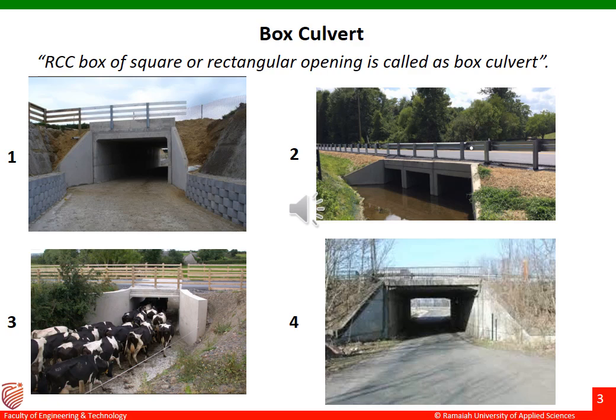This is to avoid accidents and the disturbance caused by those animals for the people who use the road, so you need to provide a passage for their free movement. That's about figure number 3. If you look at figure number 4, a passage has been provided for the movement of vehicles below the road. This kind of culvert we normally call an underpass.